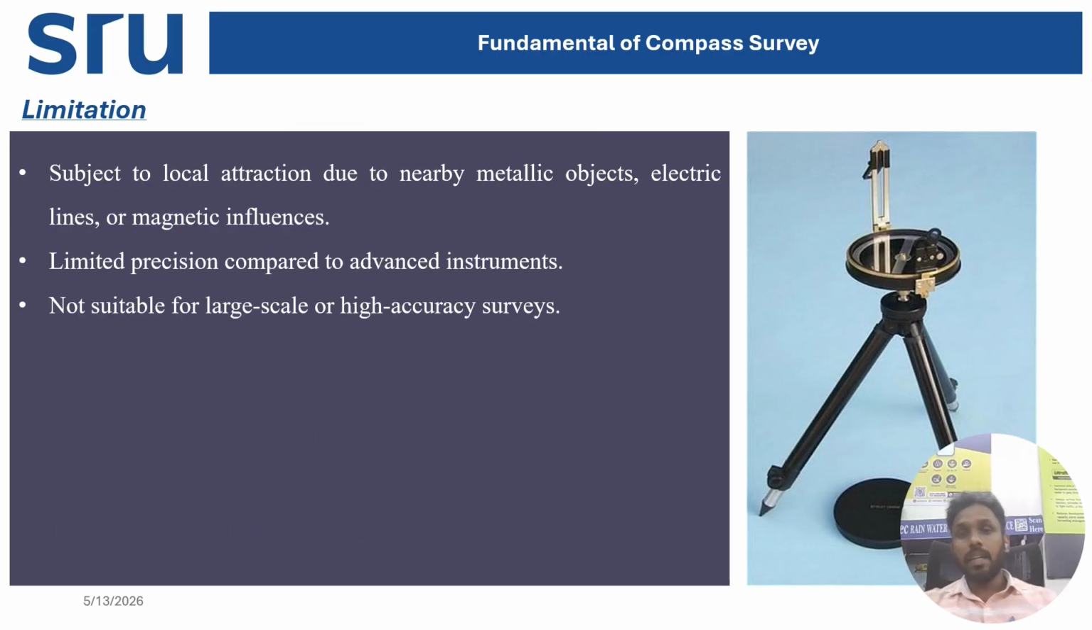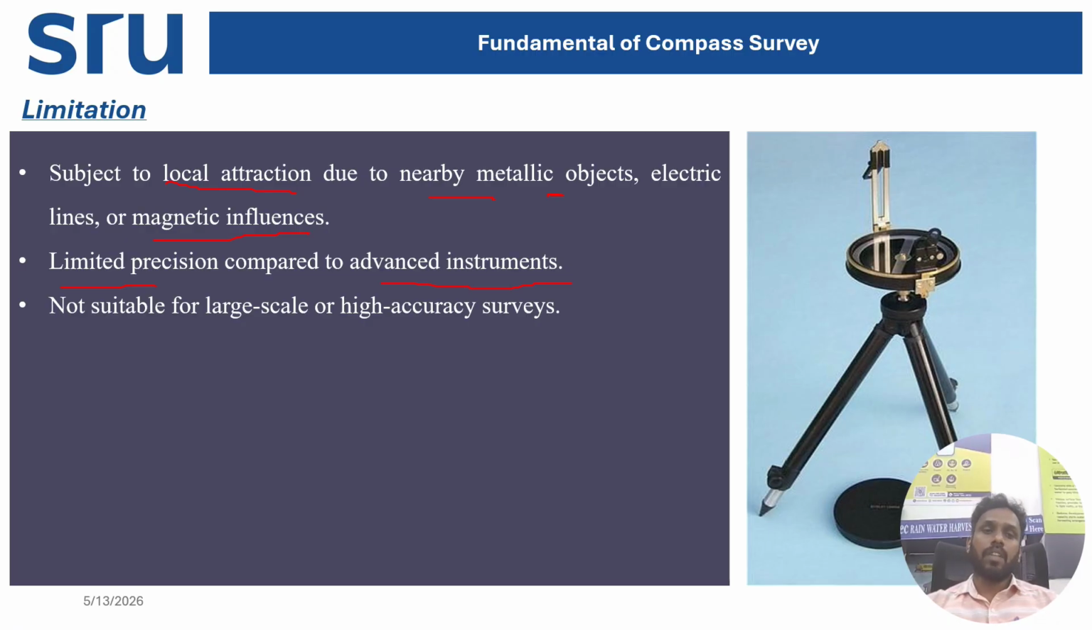Then, limitations of using this particular compass. It is subject to local attraction, as I said: the magnetic needle is already magnetic and it is suspended. So there may be local attraction due to nearby metallic objects, electric lines, and magnetic influences. The precision is very limited compared to an advanced instrument, because, as I said, your total station will handle everything for your survey. When comparing with a total station or advanced instrument, which is required to measure the included angle, this compass is very limited in precision.